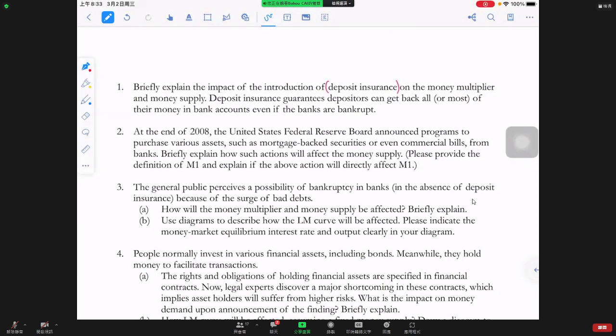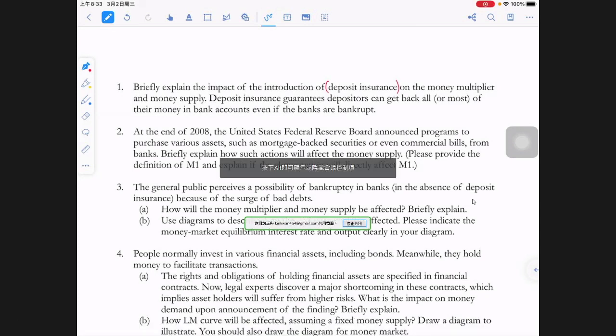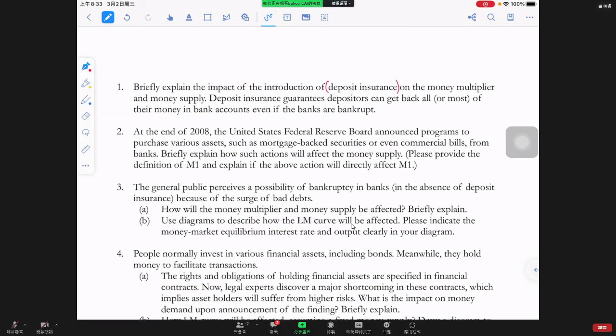So first, deposit insurance guarantees that depositors can get back all of their money in bank accounts even if the banks are bankrupt. So with this deposit insurance, people will have more confidence in deposits than without, right?